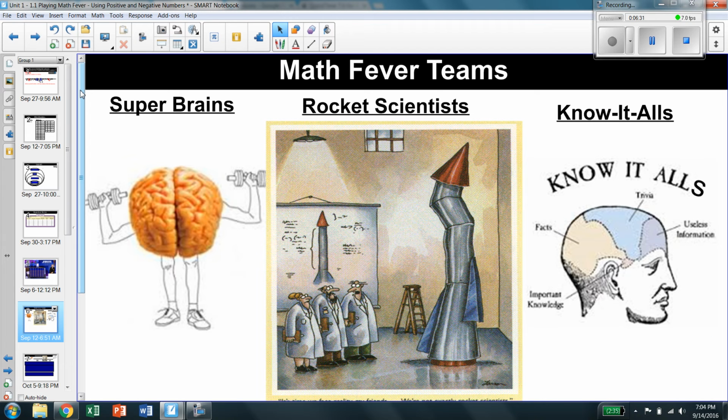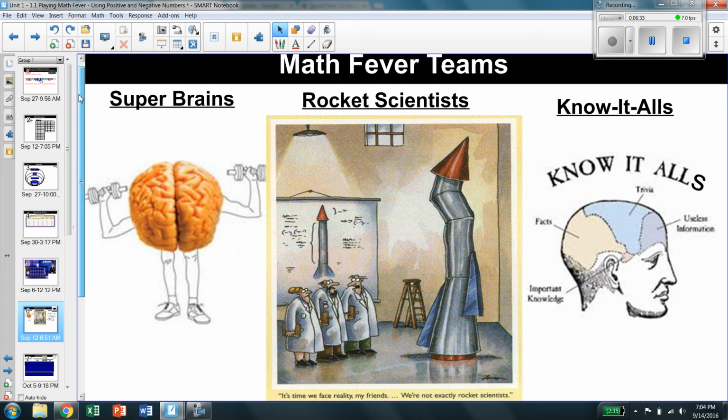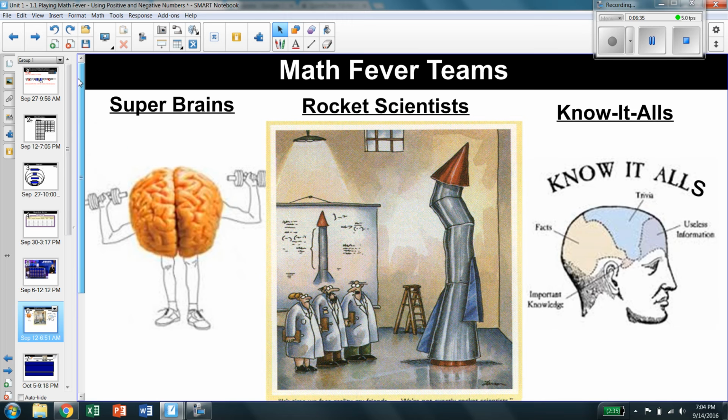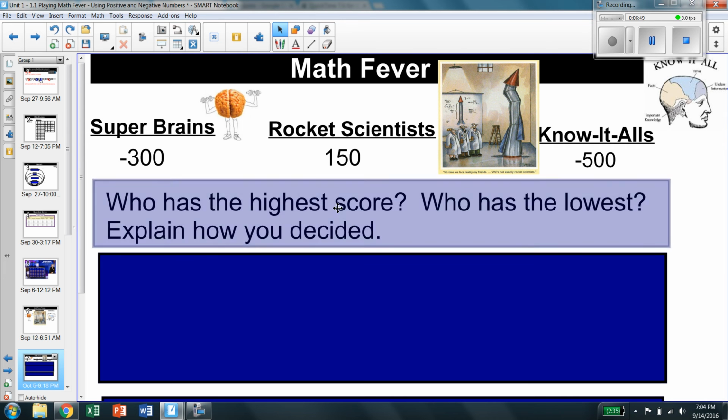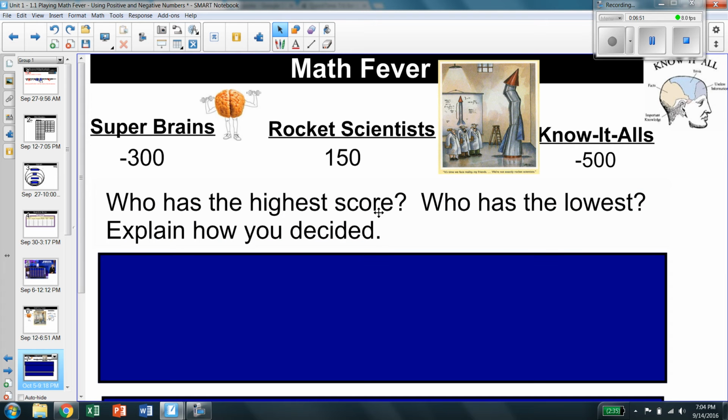Okay, so we're going to look at 3 teams that are playing each other in Math Fever: Super Brains, Rocket Scientists, and Know-It-Alls. And right now, the Super Brains have negative 300 points, the Rocket Scientists have 150, and the Know-It-Alls have negative 500. So let's think. Who's got the highest score? Who has the lowest score? And explain how you figure this out.